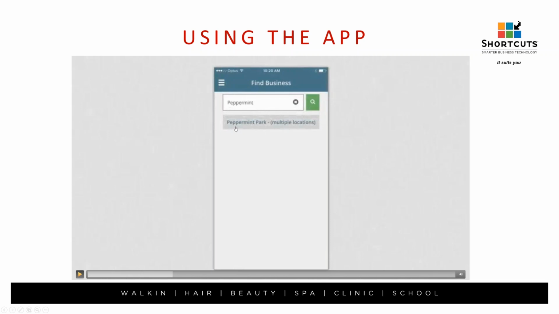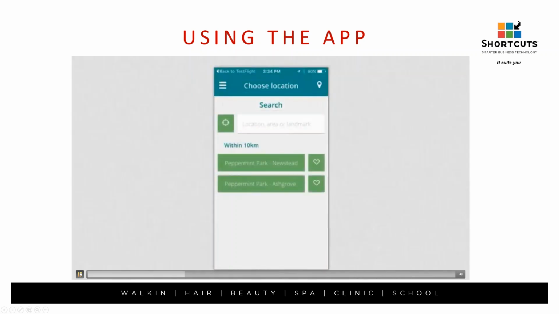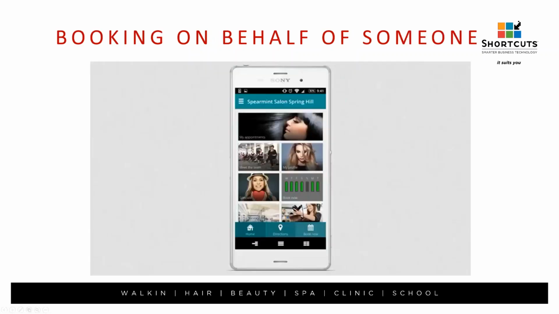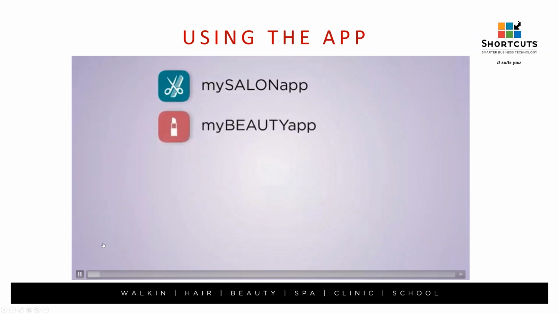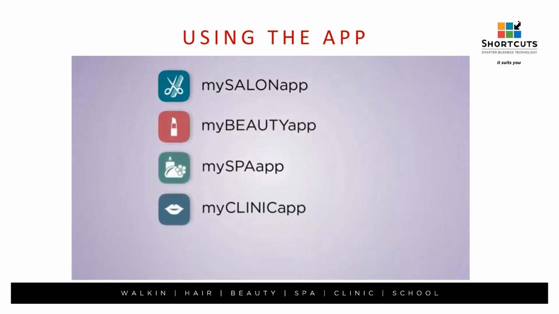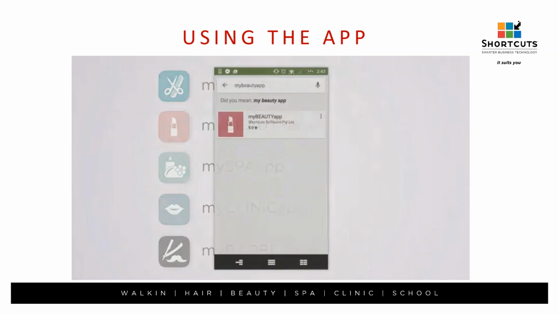If your location has multiple locations, the client will see the business name with multiple locations in brackets after it. They just need to select on that location name, and that will then display each of your locations. So they will then choose the specific location that they would like to book into.